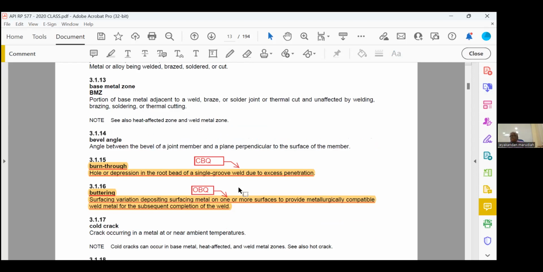Buttering means, if you have a large root gap, for example, root gap is 20 mm, well, we cannot weld that one. So you have to reduce the root gap. We will weld on the face of the edge preparation. That is called buttering. Surfacing variation, depositing surface metal on one or more surfaces to provide metallurgically compatible weld metal for the, this is the keyword, subsequent completion of the weld. That is called buttering.